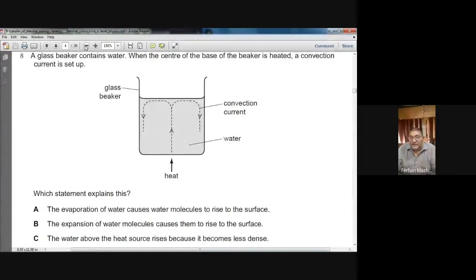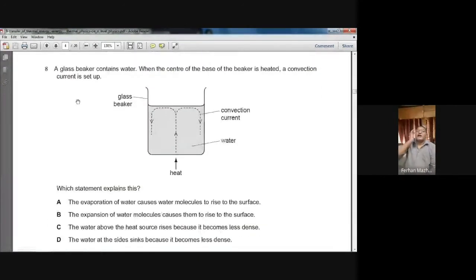Let me reduce the size. A glass beaker contains water. When the center of the base of the beaker is heated, a convection current is set up. So from the center they are heating, so the convection currents will set up in the water. Here you can see that the water is going up, and on the side the water will be going down. Which statement explains this?